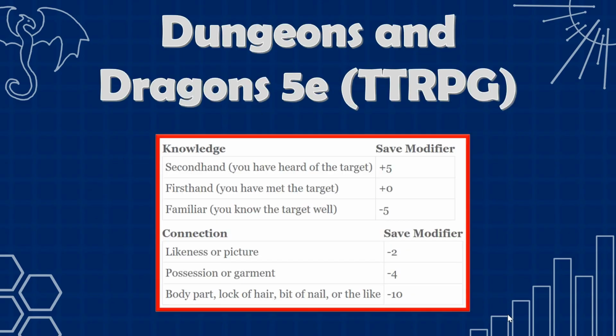Another example comes from the 5th edition of the Dungeons and Dragons tabletop role-playing game. In this game, you get bonuses to scrying and teleportation spells if you have a body part of the target and, respectively, an object from the place you want to teleport to.